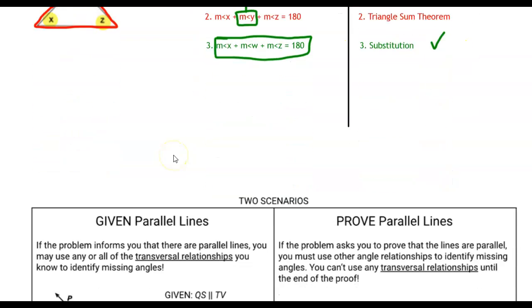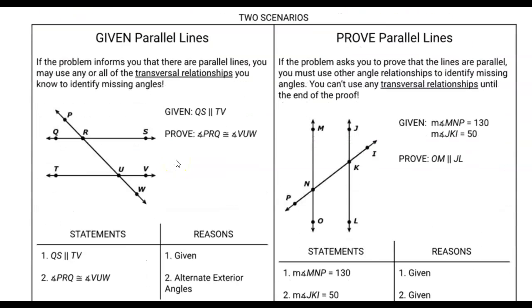Fantastic. Moving on to the types of problems that you might see in the practice here, there are two different scenarios that you might be placed in. The first scenario is they tell you that there are parallel lines in the problem. In this case, they tell us that QS is parallel to TV. They could have told us also by giving those little arrows. If you use these little arrows, that indicates that those two lines run alongside each other and never intersect. In other words, they have the same slope.